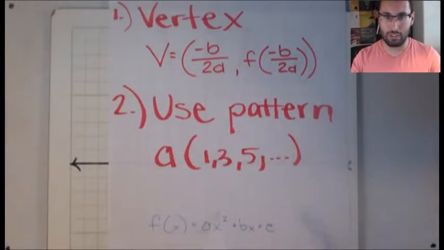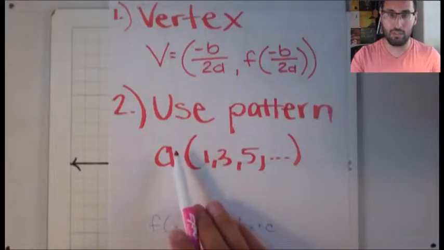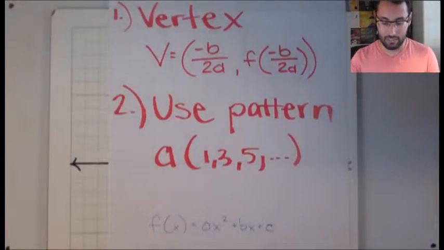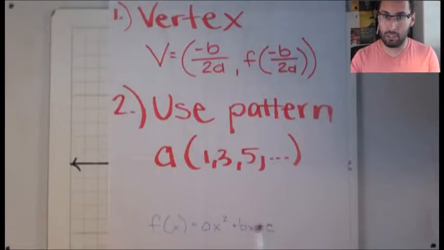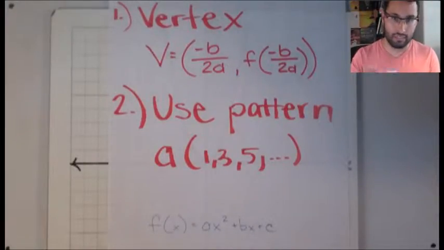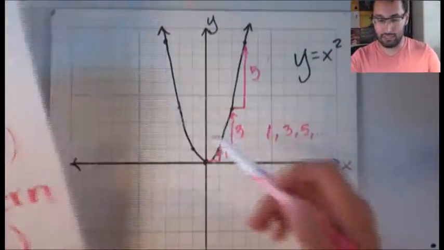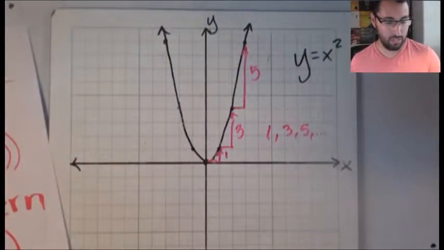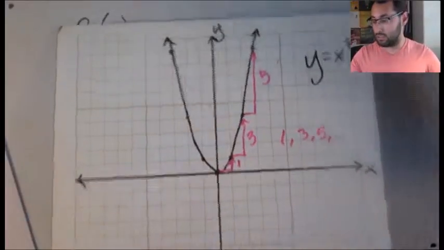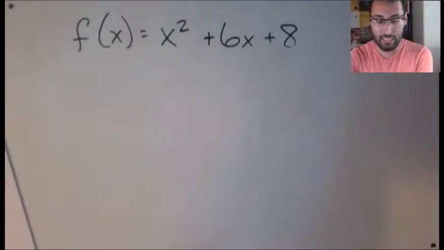Step 2, we need to use a pattern. That pattern that we had noticed on the parent graph, 1, 3, 5, we're going to be using that. But an essential thing here is we need to multiply by our a value. Our a value in standard form can stretch a parabola, compress it, or reflect it, reflecting meaning that it's upside down from this upward orientation.